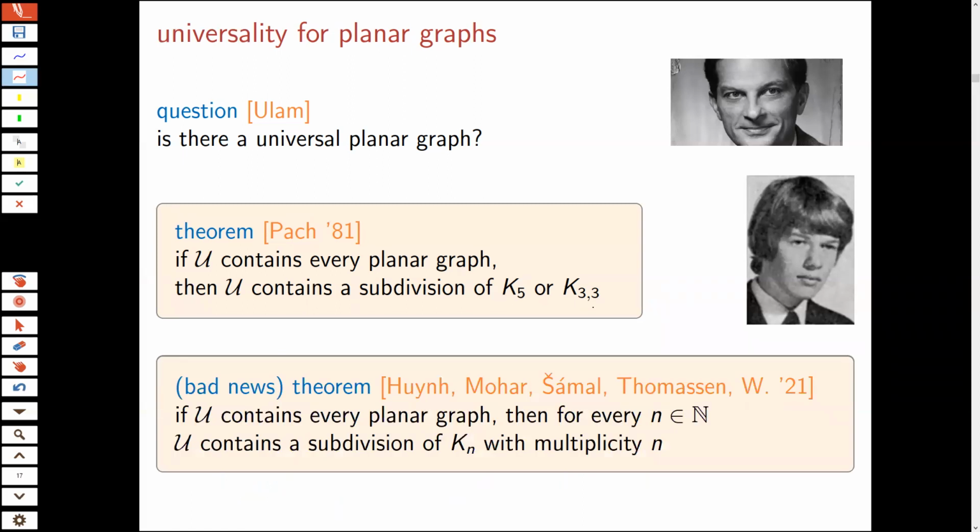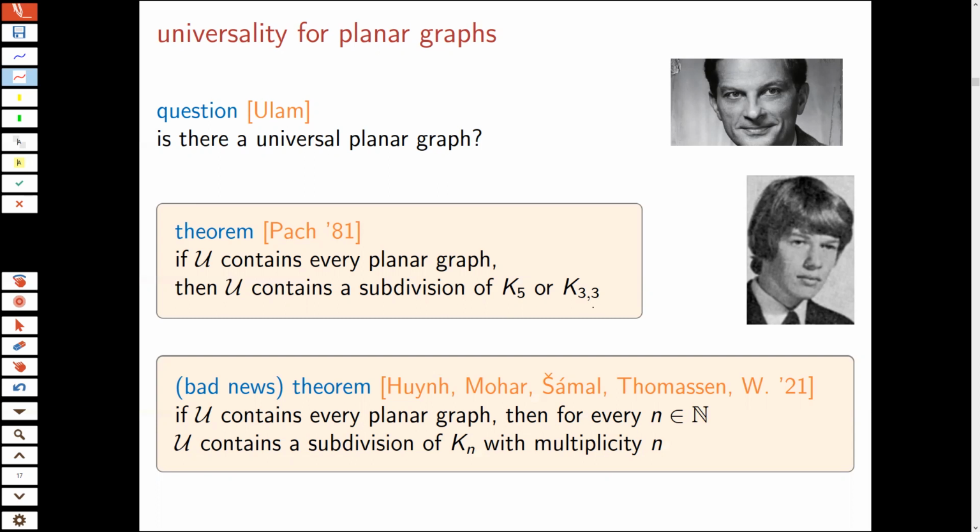I call this the bad news theorem. We proved that if U contains every planar graph, then not only does U contain K5, but it has to contain every finite complete graph. And more than that, for every integer n, this graph U must contain a subdivision of the complete graph on n vertices with multiplicity n. So every edge appears n times in this subdivision. So that's the bad news theorem.